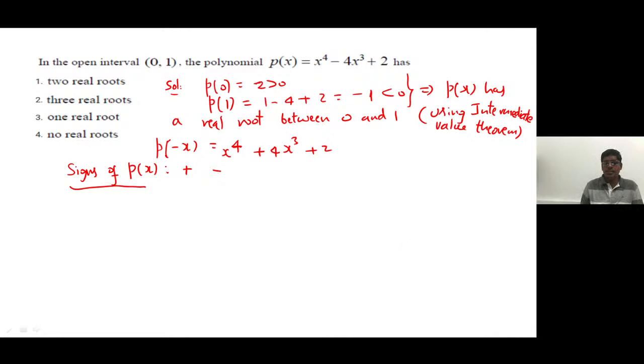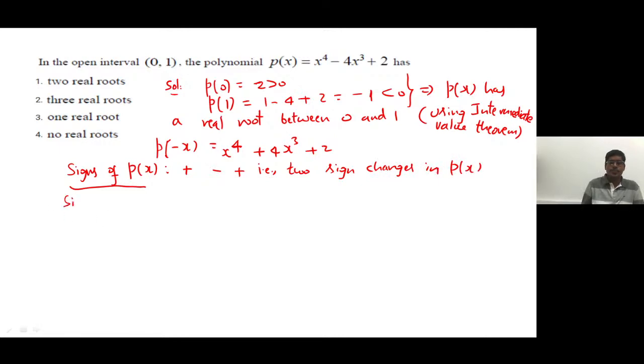So plus, minus, plus. That means plus 2 to minus 1 is one change, minus 2 to plus 2 is another change. That is 2 sign changes in p of x.